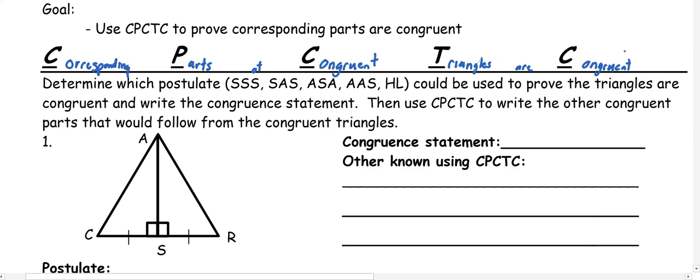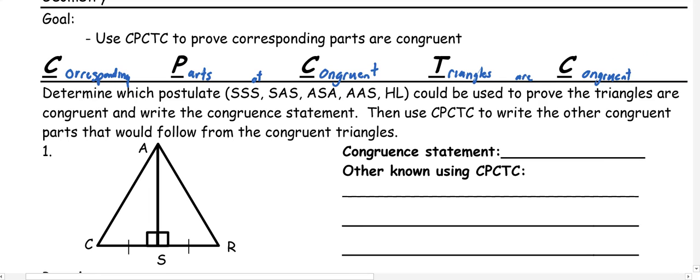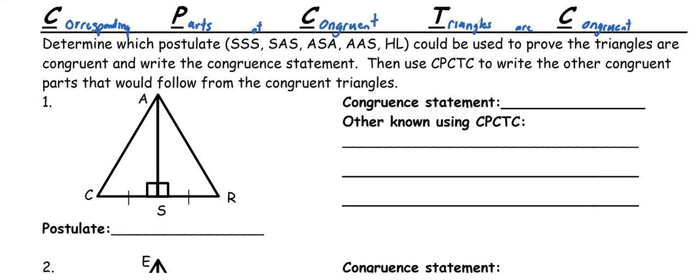Remember when we prove that triangles are congruent, we need three pieces of information. And then after that, the other three pieces are also known to be congruent because the triangles are congruent. So first we're going to determine how the triangles are congruent. We're going to write a congruency statement and then show what else we know must be congruent. So in number one, we also know that AS is congruent by reflexive property.